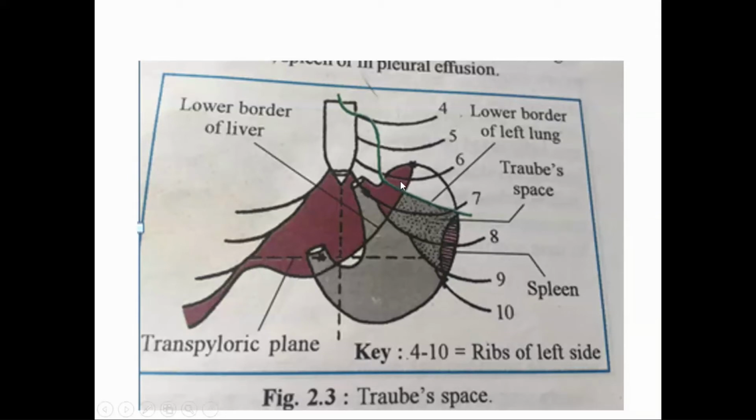On the right side is the lower border of the liver. On the left side is the spleen. Above is the lower border of the left lung and the left pleura, and below is the left costal margin. See, here it is the left costal margin. It is formed by the 7th, 8th, 9th and 10th costal cartilages, you know.